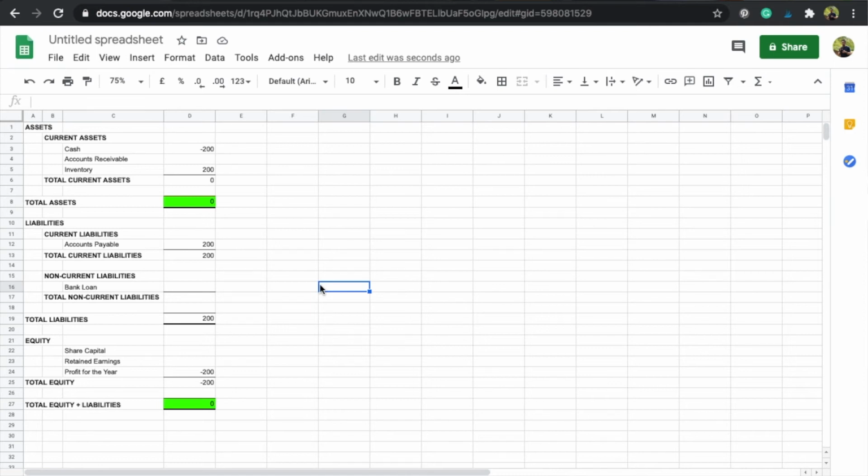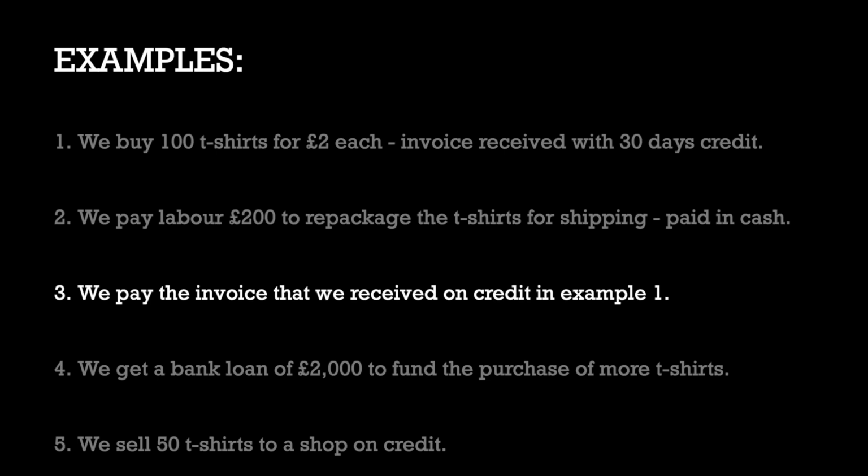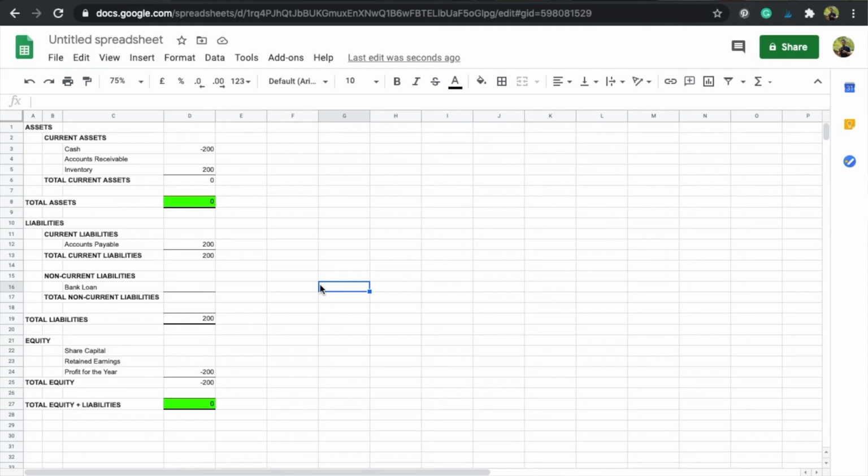Ideally, an overdraft should go on the current liabilities section, but for purposes of this exercise, it's easier if we just keep them in the same place for now. So in our first example, we had an invoice that we were going to pay on our 30-day credit terms. We've now decided that we're going to pay this. So we want to reduce our cash by the amount of the invoice, and we need to reduce our accounts payable because there's no longer going to be the bill outstanding.